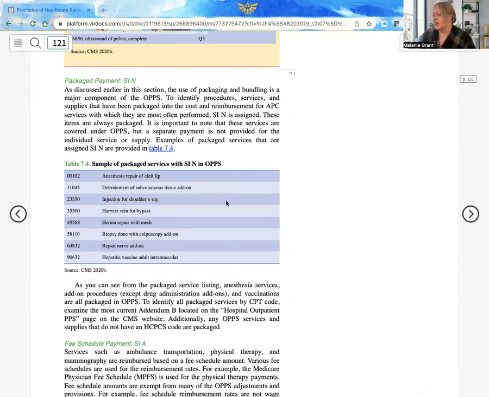So a status indicator of N is assigned really for services and supplies that are going to be packaged. These are always packaged along with other services. So separate payment would not be made for these when done together. Some of your examples like the anesthesia, repair of a cleft lip, debridement of a subcutaneous tissue as an add-on. All of these are going to be considered packaged with the original service.